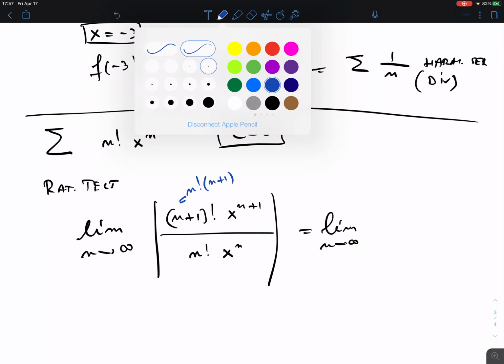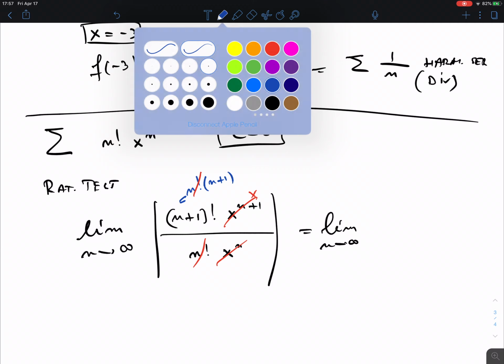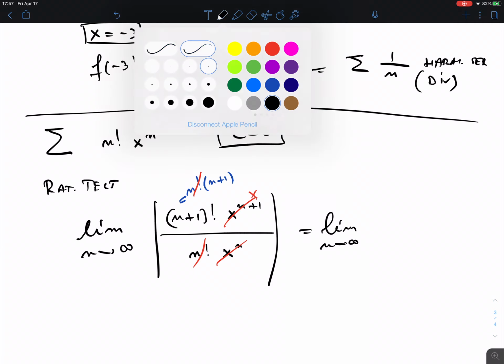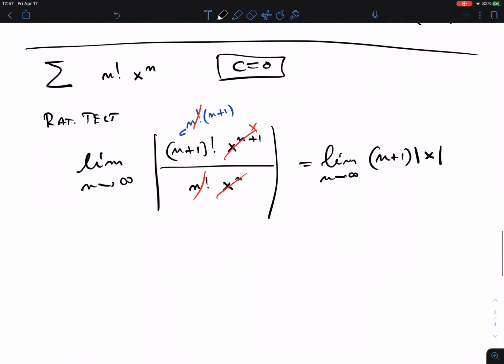So the n factorials cancel. Also, the powers of x cancel except one power remains, right? So we have an x left. Now, don't forget there is an absolute value sign, right? So we have n plus 1 and also absolute value of x. These are the two things that remain on top, and there's nothing in the bottom. Okay, what is the limit here? Well, this x, I can take it out because it doesn't depend on n. That's always something you want to do.